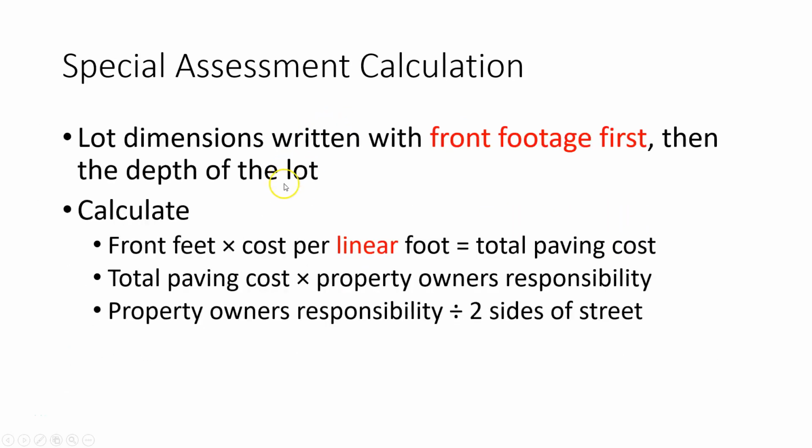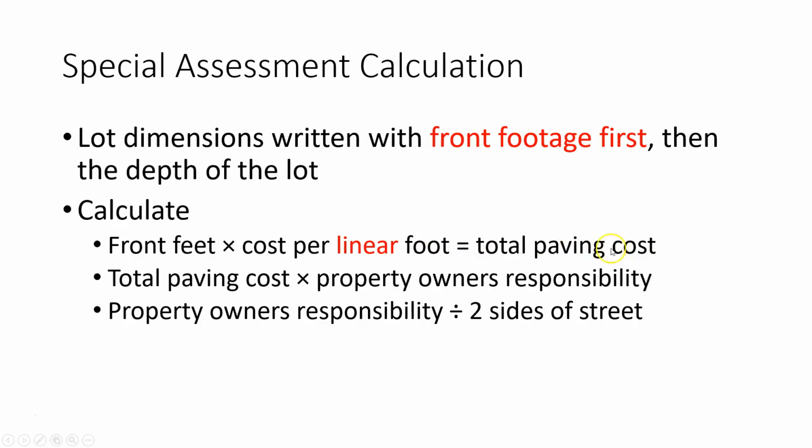Special assessment calculation. Remember, this is when they build the tarmac road in front of your muddy, eroded house. When we talk about lot dimensions, we always regard the first dimension as the frontage, which is adjacent to the road, and then the depth of the lot. We always calculate it as cost per linear foot. The word linear comes up in the question. Linear means literally if I draw a straight line from one corner of the frontage to the other corner without taking into account any curves in the actual frontage.